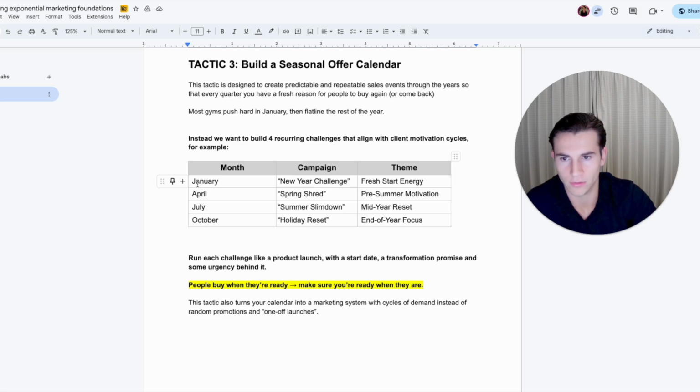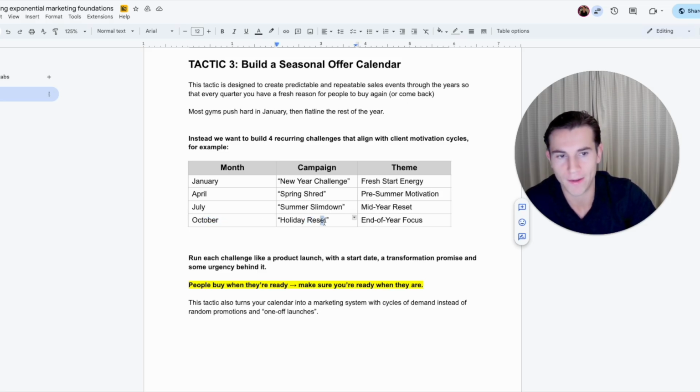So for example, let's say in July, people are going to be going out to beaches. They're going to be in that summer slim down beach sort of mode. So make an offer around that, okay? April, you can do the same thing. Hey, it's springtime. Let's get you shredded for the spring. So then by summer, you're already there, okay? Or by October, hey, let's get you ready for the holidays.